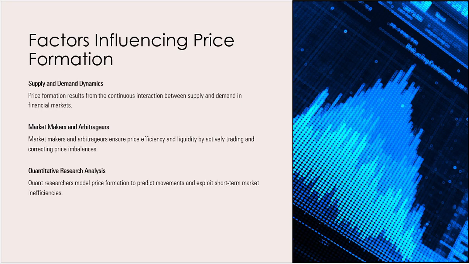So in this slide we are discussing the different factors like supply and demand dynamics, market makers and arbitrage, and quantitative research analysis. This we discuss in that slide. Price formation in a financial market is driven by the interaction of supply and demand. It is influenced by various factors including order flow, news events, trader behavior, and market makers and arbitrage play a significant role in maintaining price efficiency and liquidity.